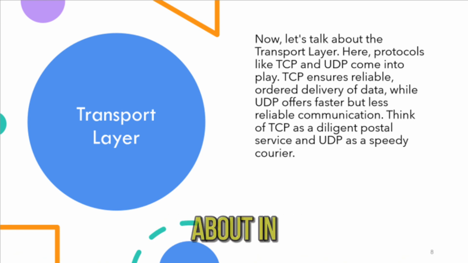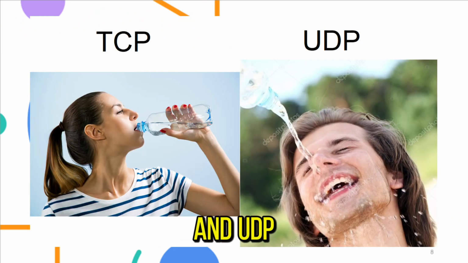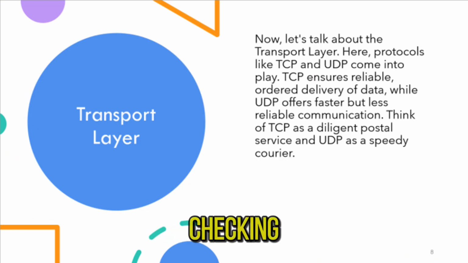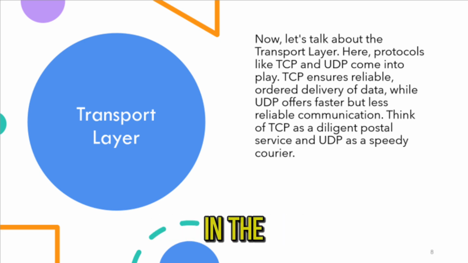There is a lot to talk about in this layer. For example, the difference between TCP and UDP, as well as how the transport layer is making sure the data is communicated reliably. So things like error checking, flow control and data segmentation. If I have made a video on this, I'll leave a link in the description so you can check it out.